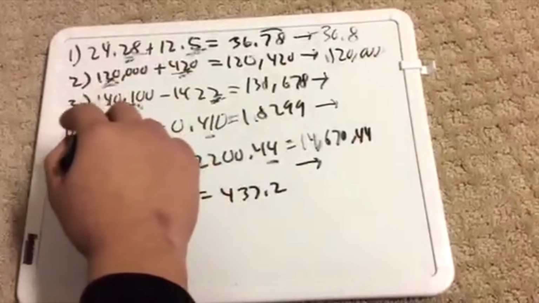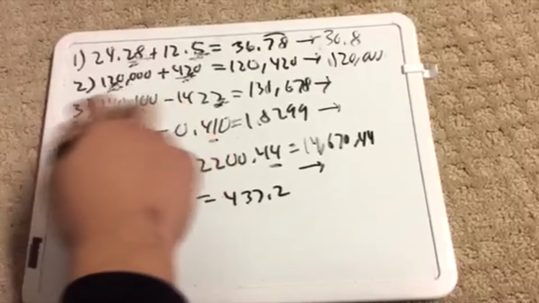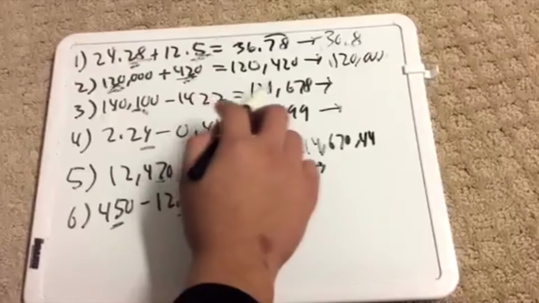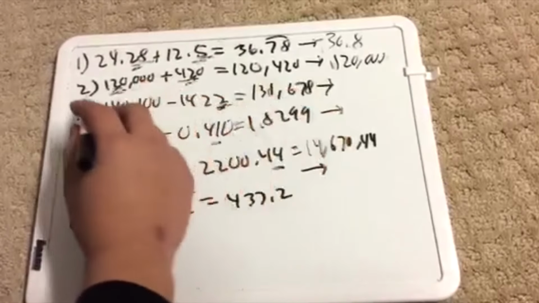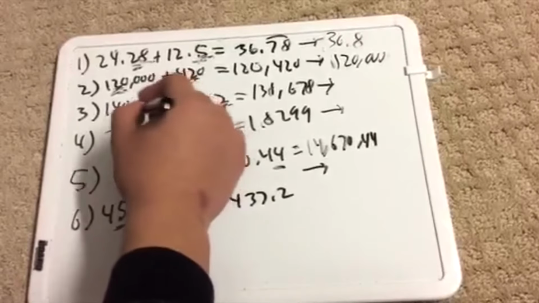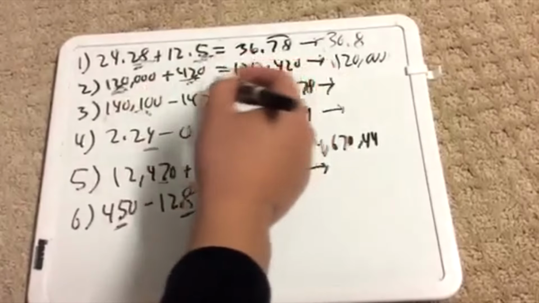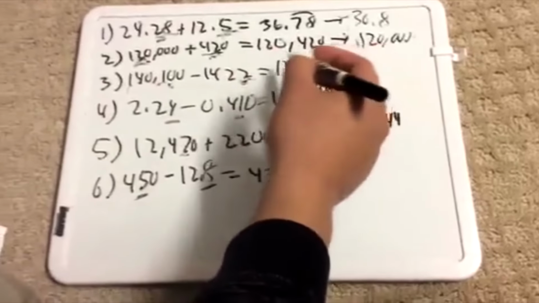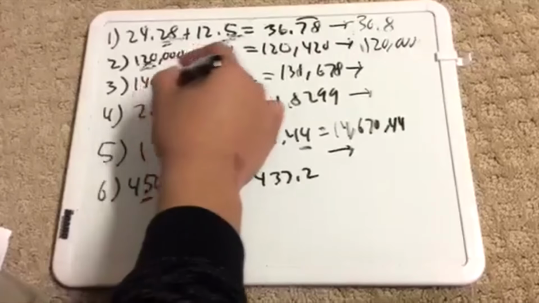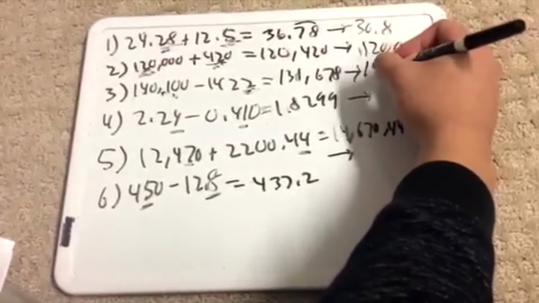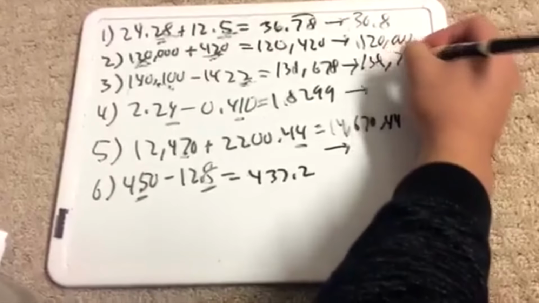For 140,100 minus 1,422, it would come out to 138,678. So for 140,100, the 1 is the least specific and it is in the hundreds place, whereas 1,422 is in the ones place. So we would round to the hundreds place because this is the least specific out of the two. So we would round it to 138,700.